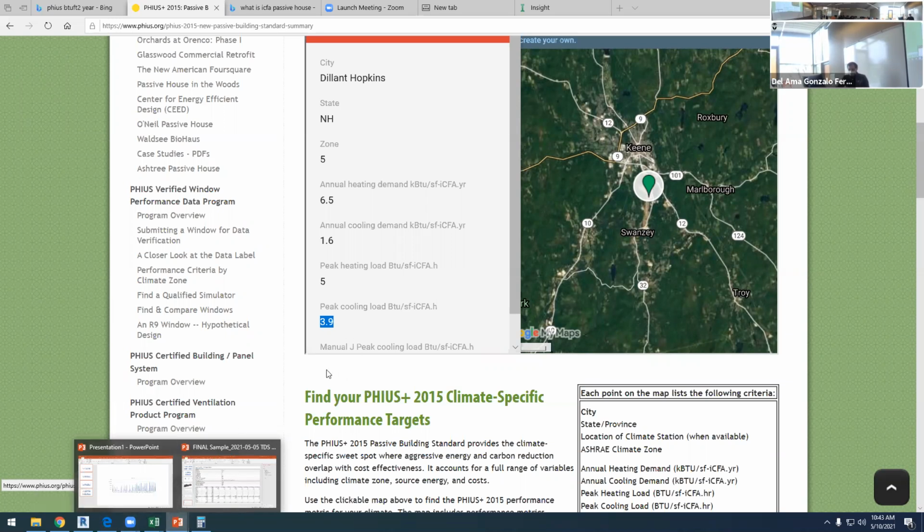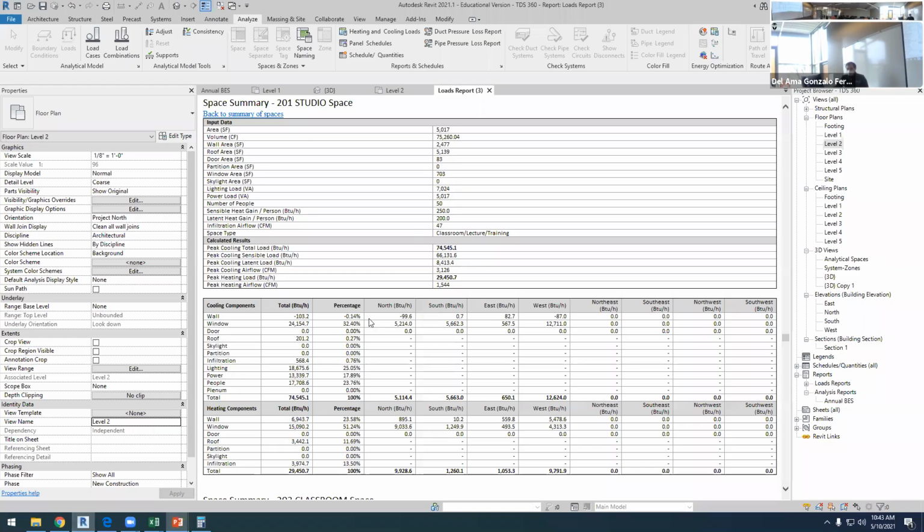Okay, but this is a reference. Are we close to a passive house standard? Well, here we have the information. We'll have to go space by space. It's easier going space by space than the whole building itself. Well, here we have the peak. This is the peak heating. What about the peak cooling?